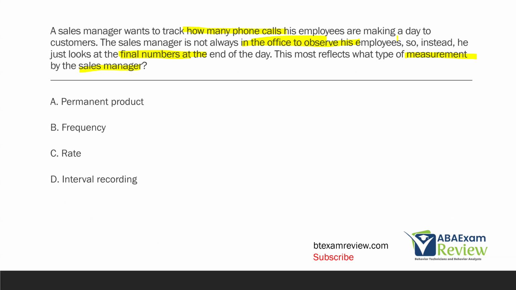And then D, interval recording. Interval recording is not continuous. This is continuous because he's looking at it throughout the entire day, so it can't be D, interval recording. What type of measurement the sales manager is using is permanent product.